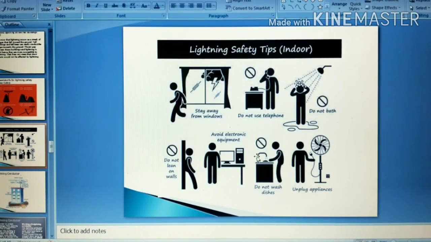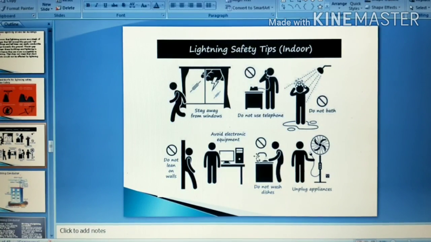Other measures we can take indoors are: stay away from the windows, do not use the telephone, do not bathe when lightning is occurring, avoid electronic equipment, do not wash dishes, unplug all the electrical appliances, and do not lean on the walls. So these are some of the measures through which we can save ourselves from lightning.